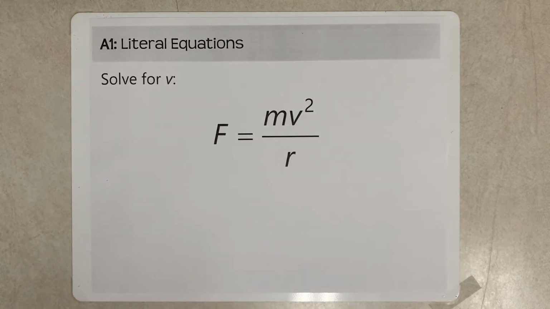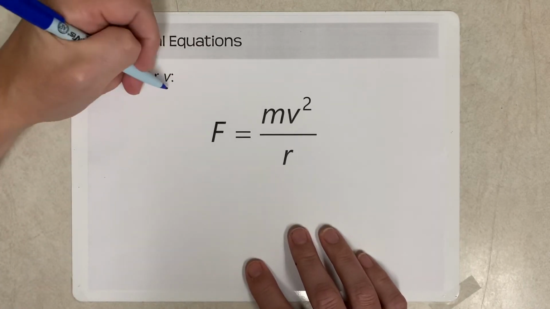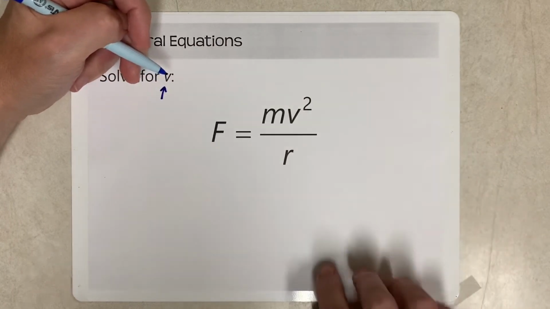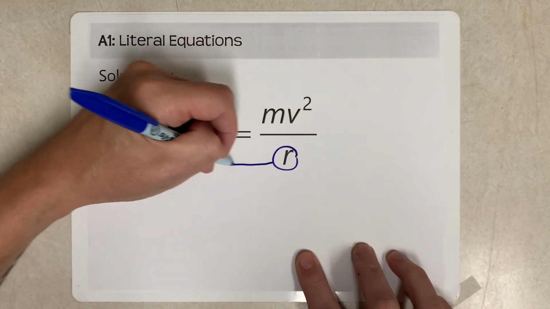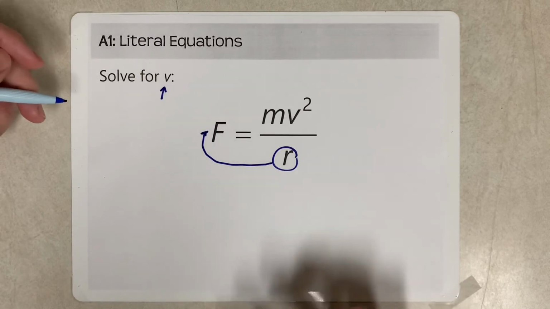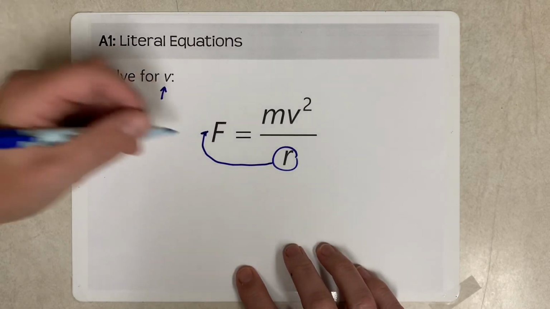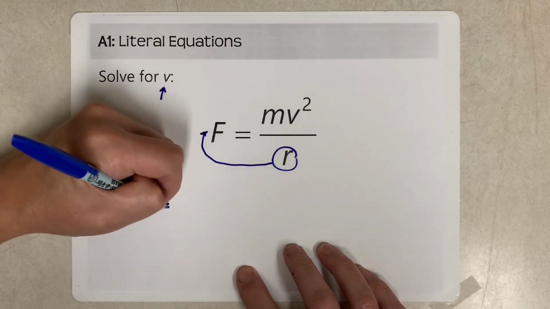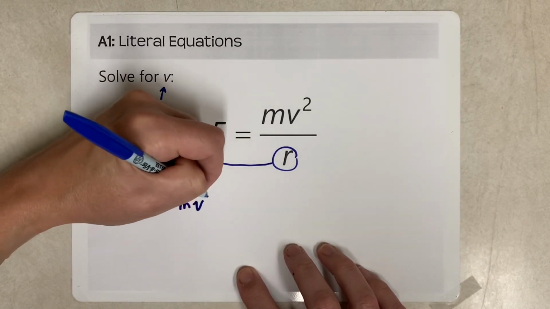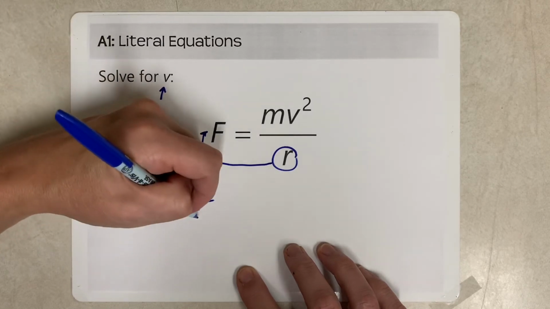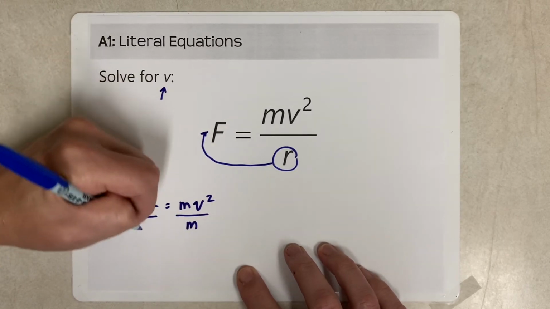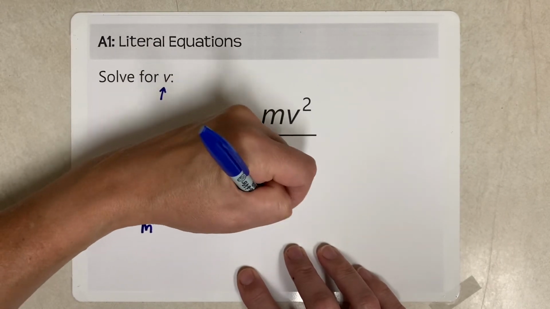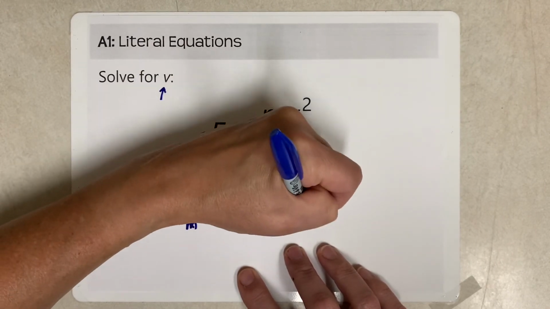All right, this one right here, we want to get v by itself, and here it is squared, so we know we're going to have to take a square root at some point. And we're going to take that r, and we're going to move it over there with the F, because that's what's going to happen anyway when you multiply both sides by r. So F times r is equal to m v squared. So before we can take the square root, we need to get rid of the m first. And so now I have F times r over m is equal to v squared.